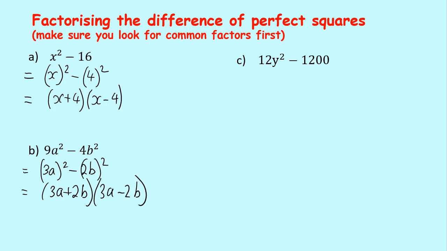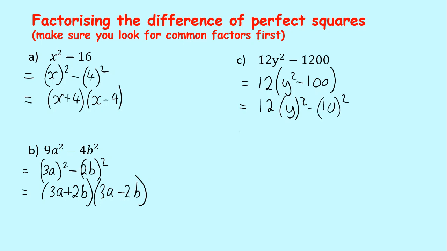In example C, we first need to take out the common factor of 12 from each term, which will leave us with 12 y squared minus 100. We will then rewrite as 12 bracket y squared minus 10 squared bracket, which can be further factorized as 12 bracket y plus 10 bracket and then bracket y minus 10 bracket.